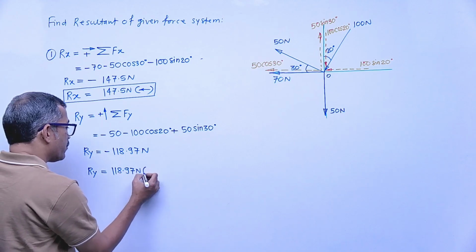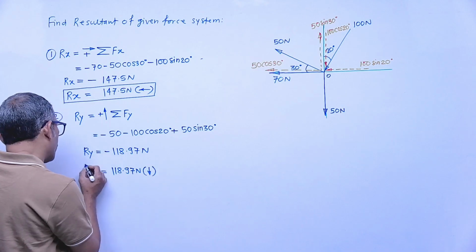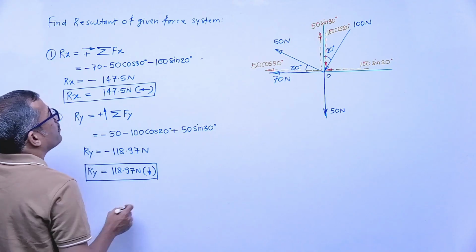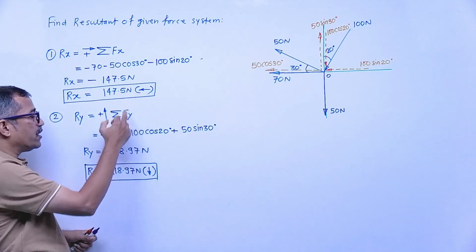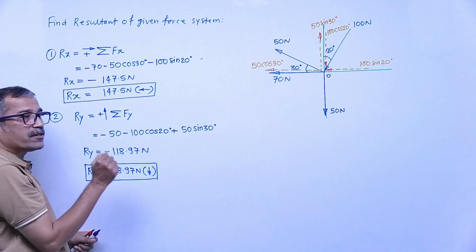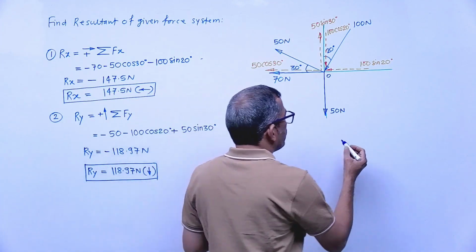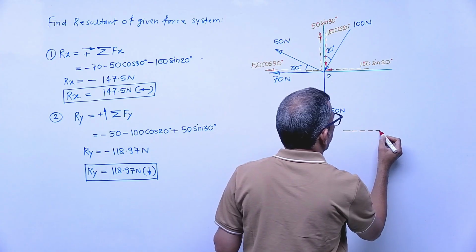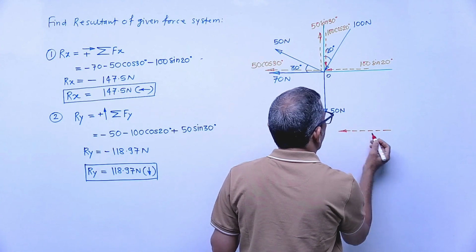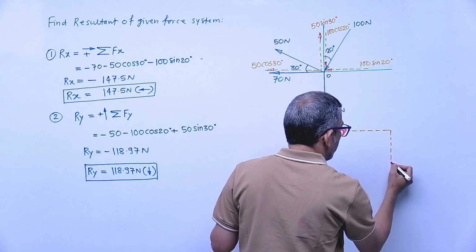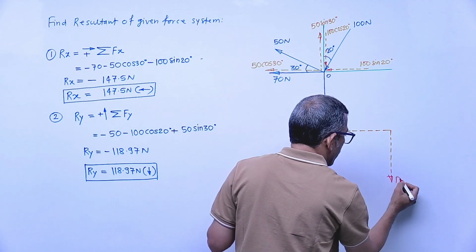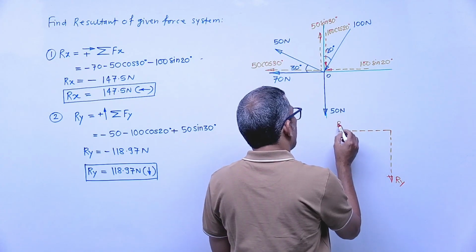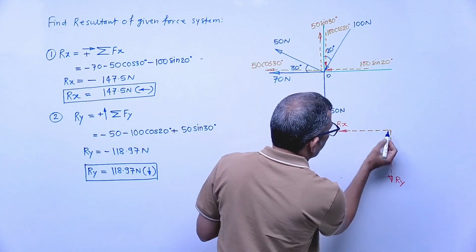118.97 Newton, in which direction? Downward. This is Ry. That means if you now find the resultant, in which quadrant is it? It is leftward and downward, and leftward-downward means the third quadrant. How will we represent it? Here the leftward component I will represent as Rx. The vertical component downward is Ry.